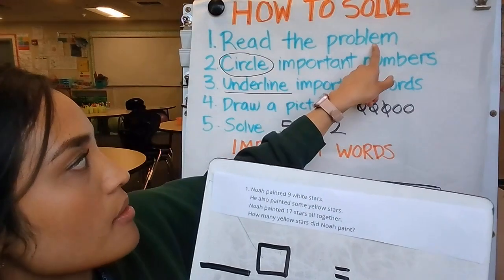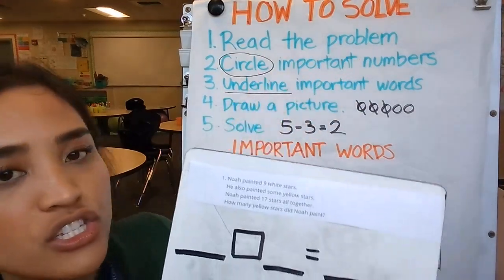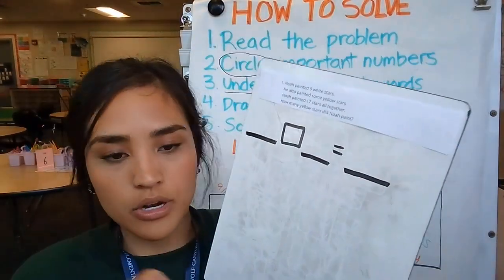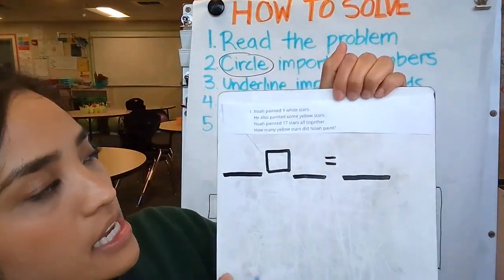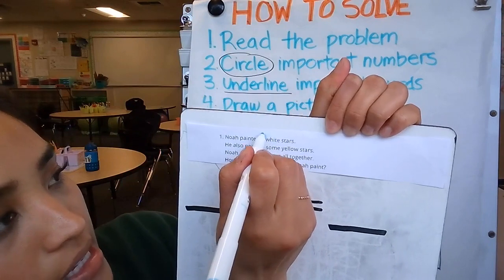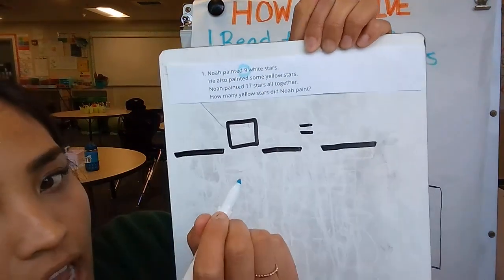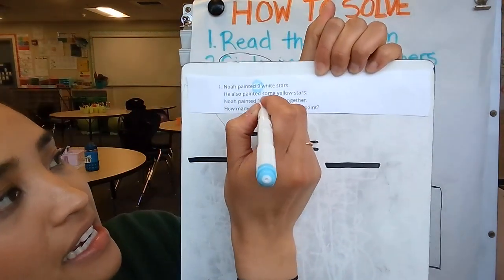Well, we read the problem. Now, step 2 is to circle important numbers. Well, I know in here that 9 is important. I also know that 17 is important.